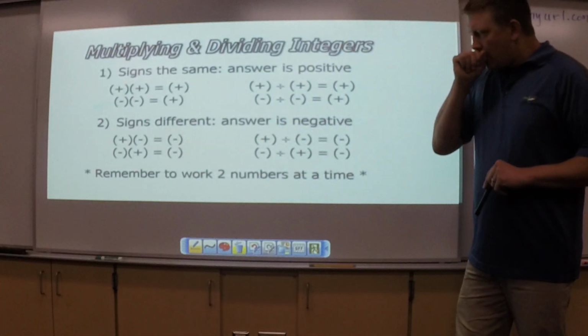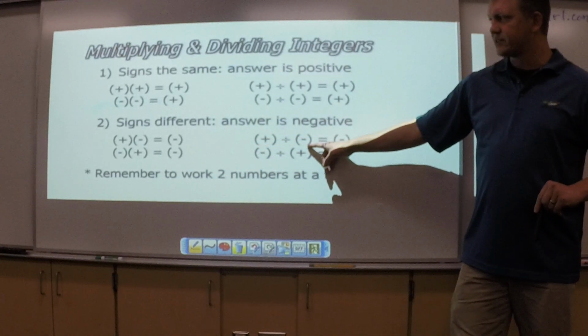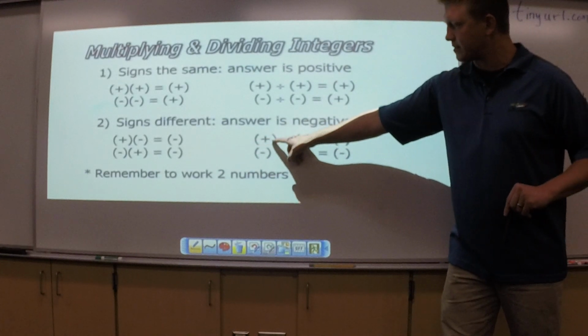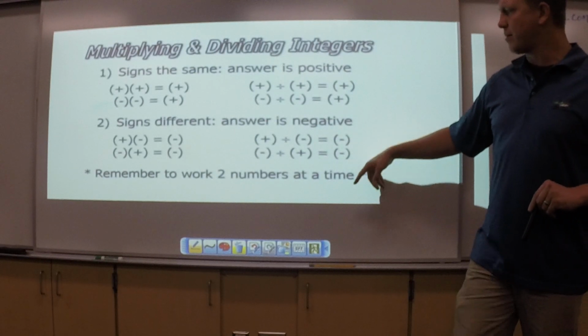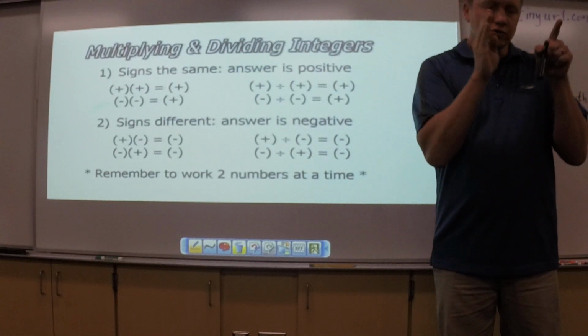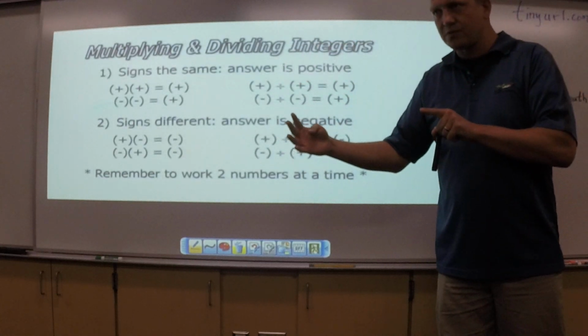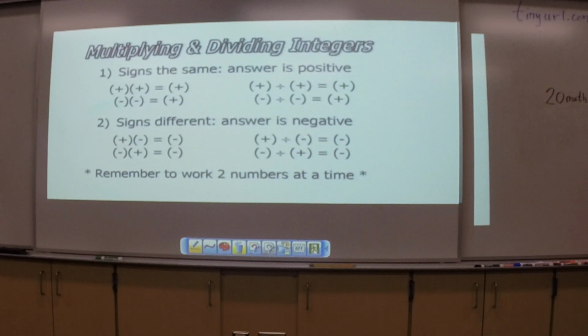It doesn't matter whether you're multiplying or dividing, the same rule applies. If they're opposites, then they will turn into a negative, all right? Remember to work two numbers at once. If you have three numbers given, then do two of them, and then the next one. Do the answer with the next one. So that kind of brings us into our order of operations.